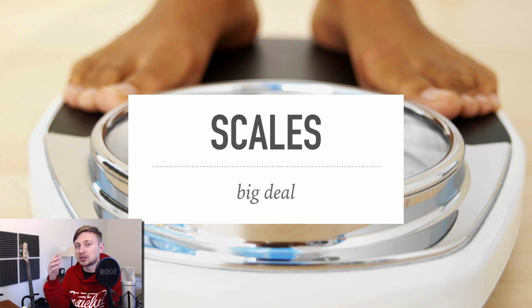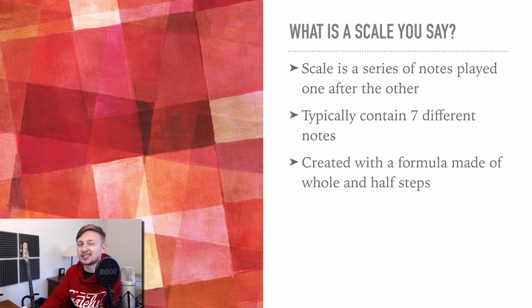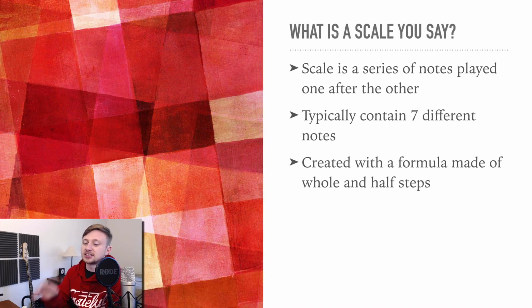And so the next thing we want to talk about then are scales, okay, musical scales. Now, what exactly is a scale? So a scale is a series of notes that you play one right after the other. And what they do is they create sort of a musical mood. They create different sounds. Some are very happy and some are more serious and somber. Scales typically contain 7 different notes, 7 unique different notes, and they're all created with formulas made up of whole and half steps.